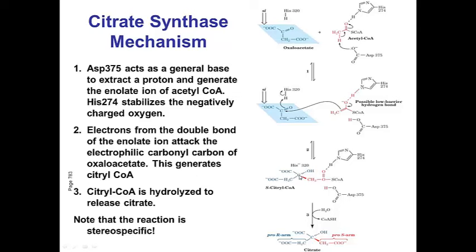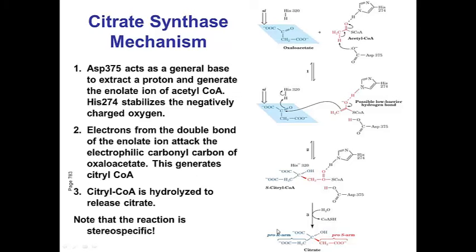So then in the next step, this citral-CoA is going to be hydrolyzed, and this releases CoA. We're not going to talk in detail about this mechanism, but just note that because it's very energetically favorable to hydrolyze this CoA group, CoA is easily released.